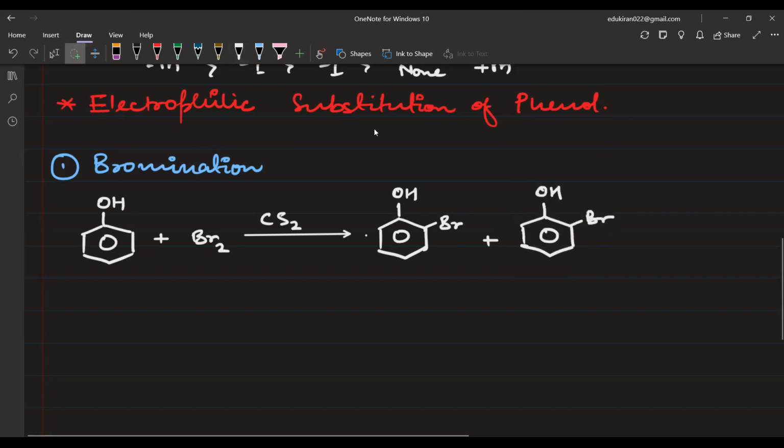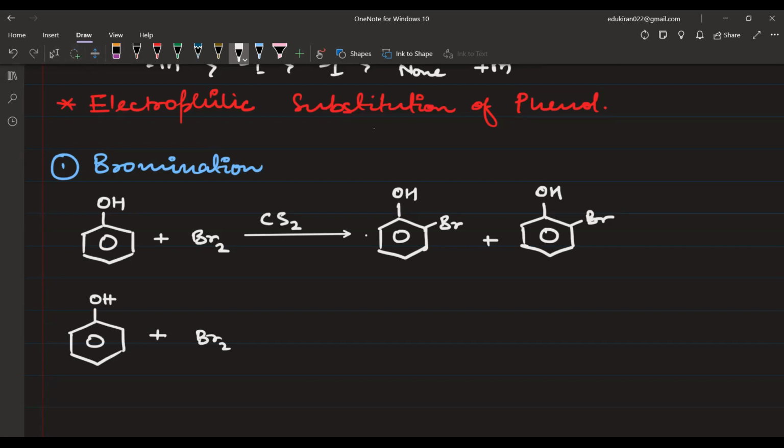Then next is when we have water, that means we have a polar solvent. So we have Br2 and we are doing this reaction in the presence of water.